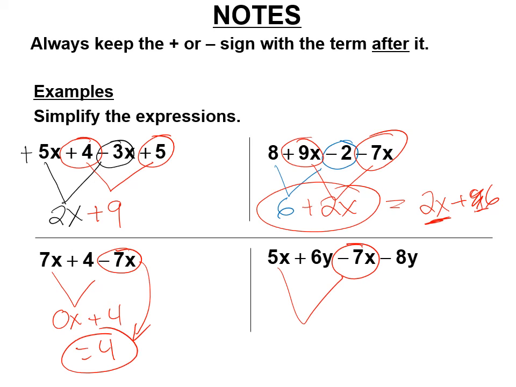5x minus 7x. Okay, so we finally have a negative, right? That's negative 2x. Okay, because it's 5x minus 7x. Right? The plus sign that's right there goes with 6y. 6y minus 8y, negative 2y. And so notice, read that out loud. What would you say? Negative 2x minus 2y. Right?